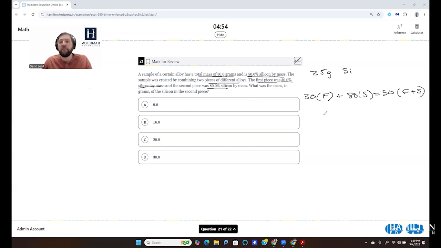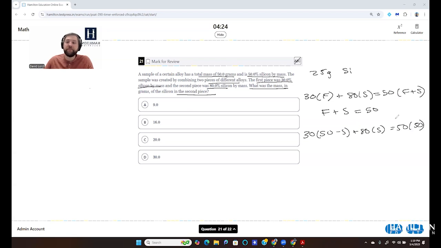So the other equation that a lot of people don't recognize is that the masses must add up to the total mass. So instead of using two variables here, we can reduce it down to one variable by doing a substitution. And because the question is asking for the mass of the second piece, I'm going to focus on getting rid of the first mass. So 30 times 50 minus S plus 80 times S is equal to 50 times 50.